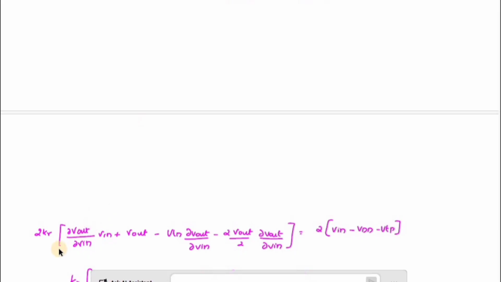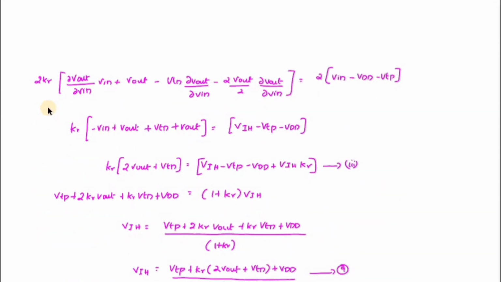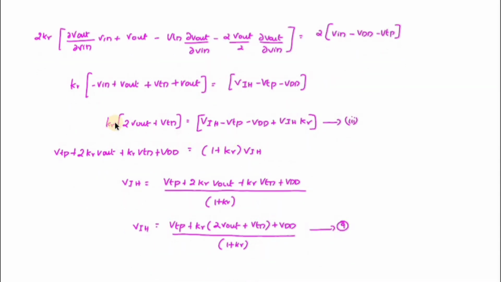So now the 2 and 2 get cancelled out, and we substitute ∂Vout/∂Vin equal to minus 1. So you will get KR into minus Vin plus Vout plus VTN plus Vout is equal to VIH minus VTP minus VDD, since Vin is equal to VIH. So KR into 2Vout plus VTN is equal to VIH minus VTP minus VDD plus VIH KR.